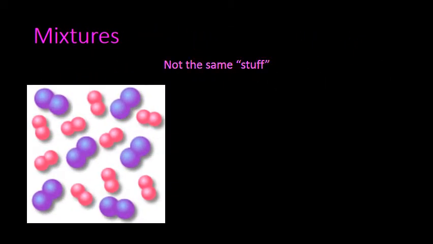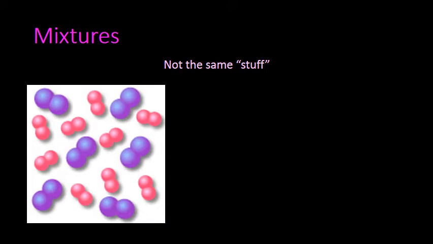Now, a mixture, like the word says, it's a mix of stuff. It's not the same stuff. You have different things mixed together, but they're not bonded together. They're just mixed together, like a jar of coins. You could have dimes and pennies, and it's a mixture of coins.